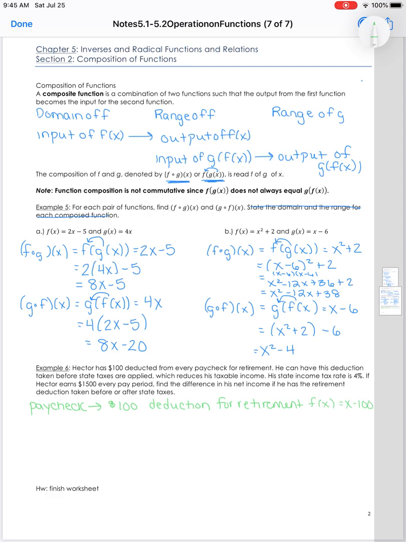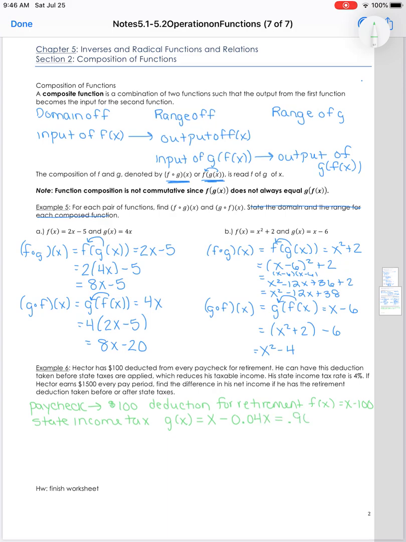Okay, so let's see here. For each paycheck, he has $100 deducted. So his deduction for retirement, we can create an equation. So we can say f of x equals x minus 100. So x is what he's starting with, in terms of what his pay would be.